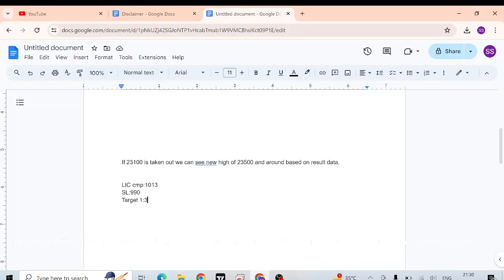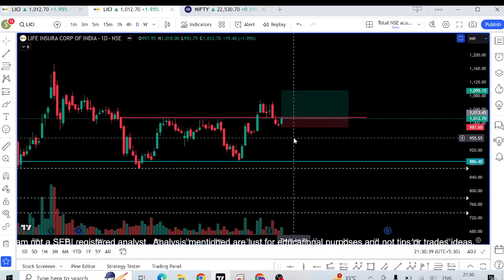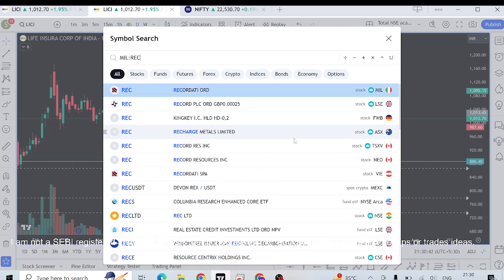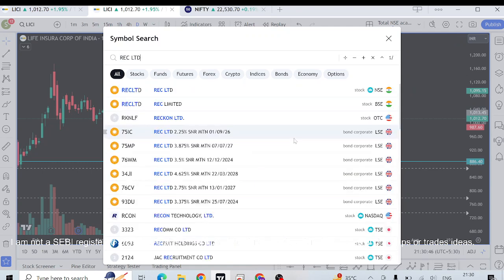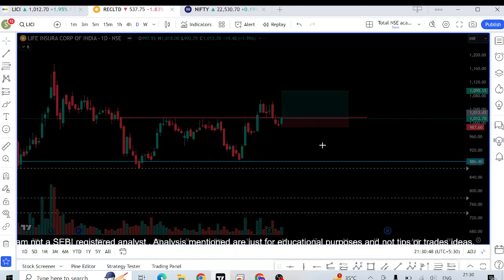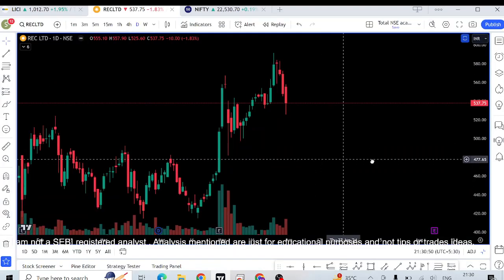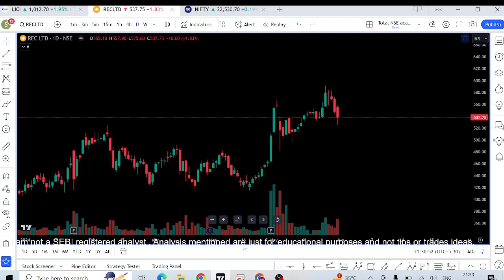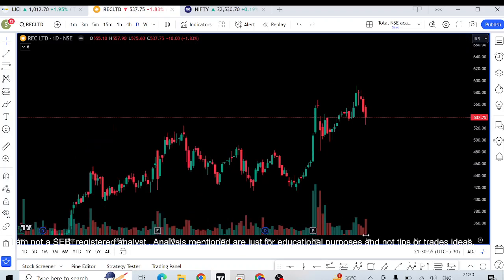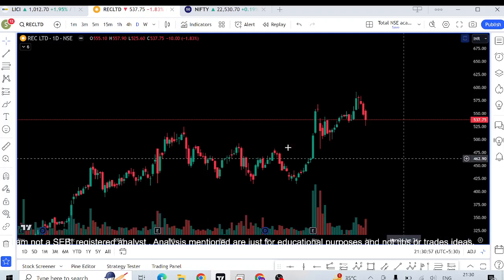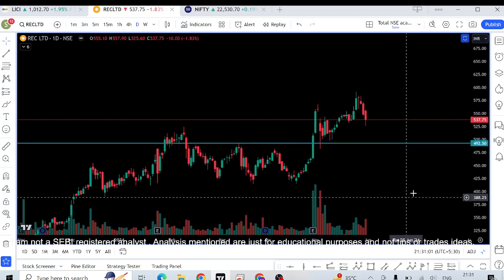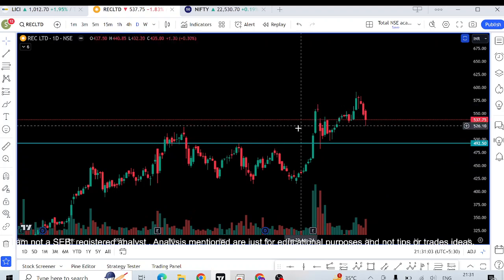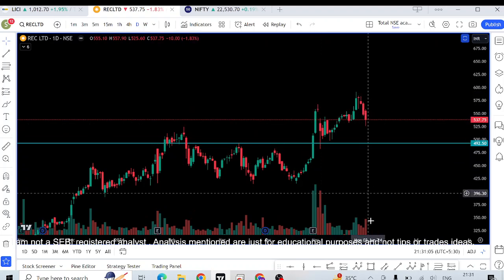Okay, so the next stock which we are going to study is REC. In detailed videos, we will also try to learn my setup, the setup which I use for trading. REC gave a good breakout from around the level of 492. Recently, it gave a high breakout.